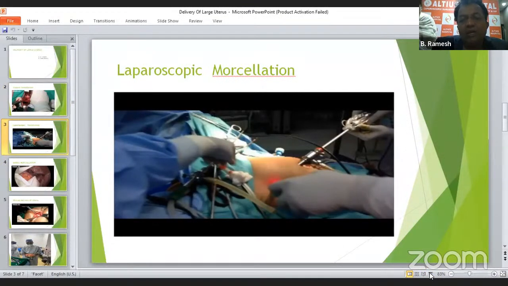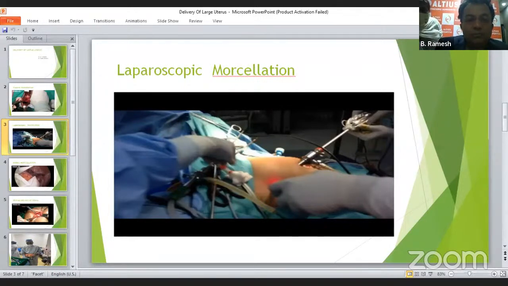Yes, sir. So laparoscopic morcellation is very good, especially for very big uterus, more than 28 to 30 weeks, where the uterus is not entering into the pelvic brim. So in these cases, we do combined morcellation. That is, initially we decompress the uterus, do the laparoscopic morcellation, and the rest of the morcellation is done vaginally, where you can remove as much tissue as possible.